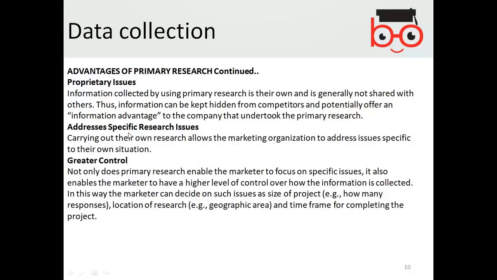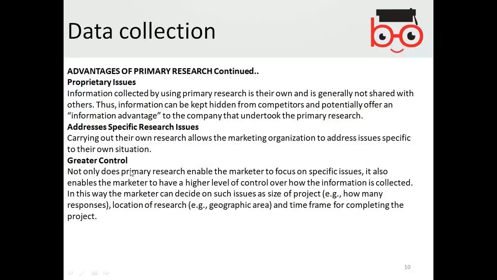Address specific research issues. Carrying out their own research allows marketing organizations to address issues specific to their own situation. Sometimes whenever you carry out research, you have some boundaries and limitations, so you do not try to focus on those issues. But if you are doing your own primary research, then obviously you will have control over the specific issues that you want to carry out.